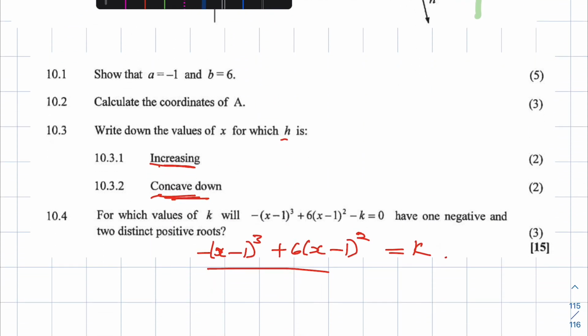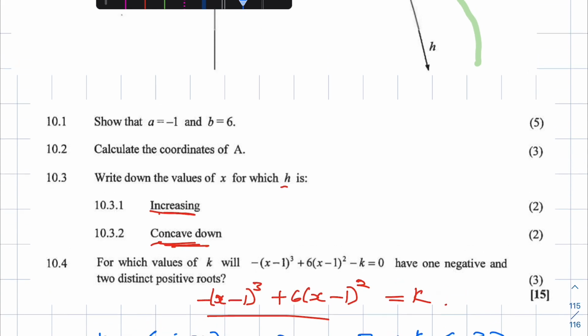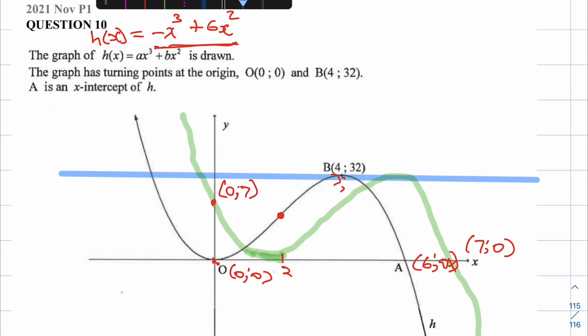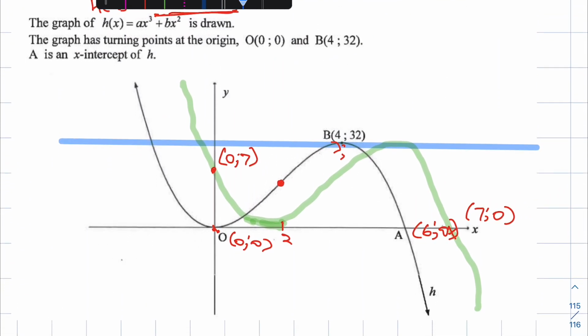So you're going to write k, you see that you write k element of (7, 32). Or you can just write 7 less than k less than 32. So that's the end of that question, and that's the end of the video, and thanks for watching.